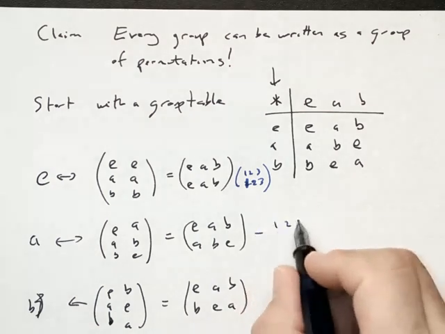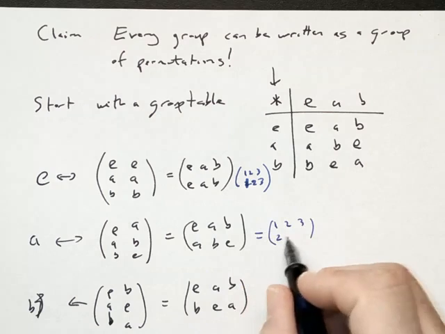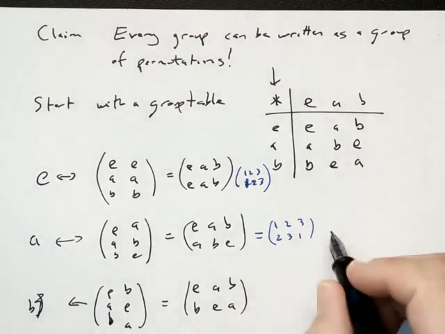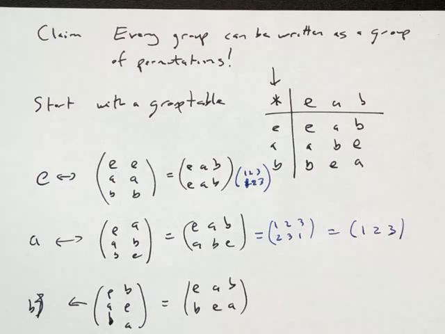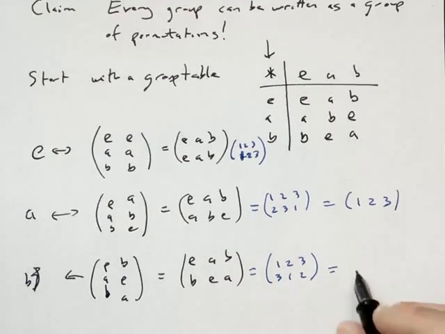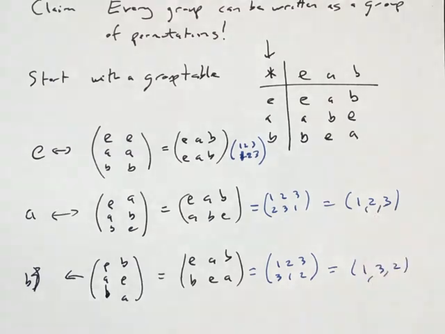This is the permutation 1, 2, 3, 2, 3, 1. 1 goes to 2, 2 goes to 3, 3 goes to 1. Wait a minute, in cycles, that's (1 2 3). This one goes like this. What's the cycle notation for that? (1 3 2). I've just found a way to make that table a subgroup of S3.